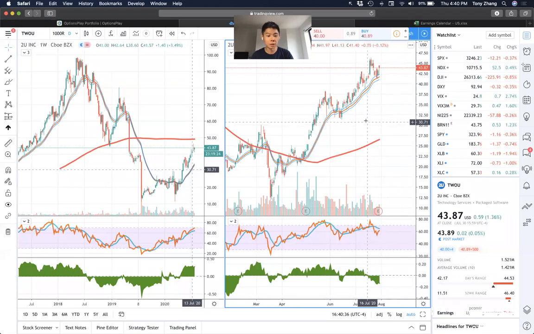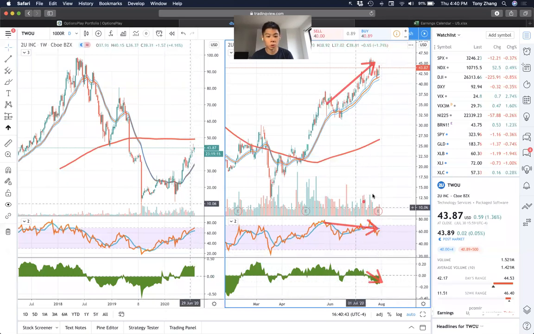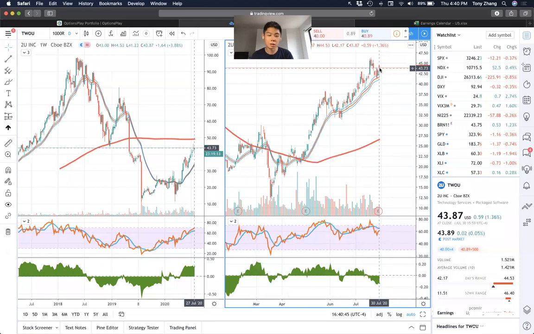I do have some concerns here because, as you can see, as you make higher highs, momentum is not confirming those moves higher, and money flow is starting to look particularly weak here on the daily chart. That tells me that this move has a higher chance of a pullback. I would wait for a pullback and then look for a continuation higher if you like the fundamentals of this company.